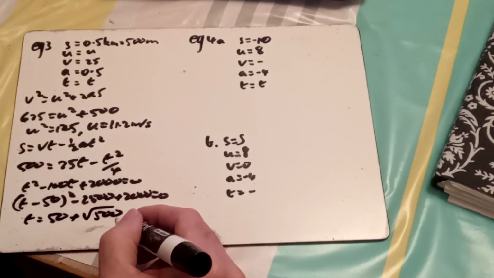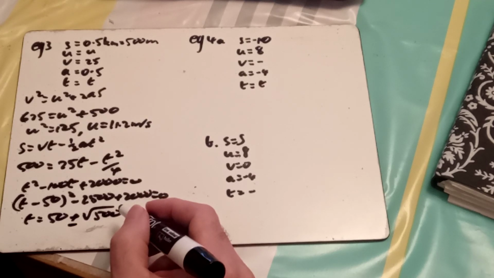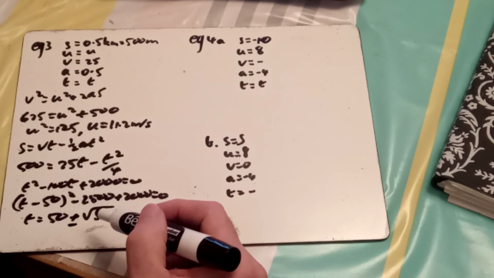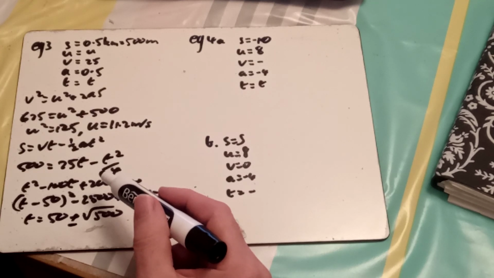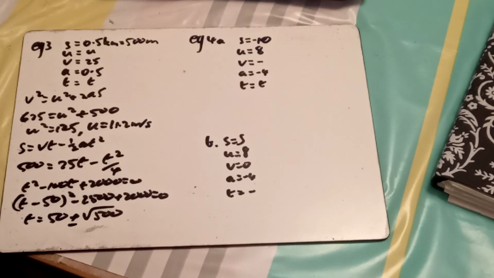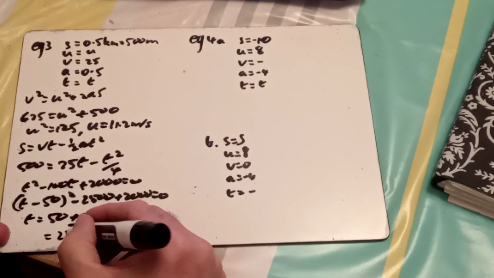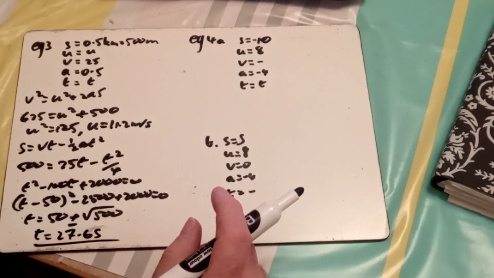The t minus that there gives me two answers. I'm after the first of these. I've convinced myself why that's the case. Because of the nature of this thing, I'm going to get two answers, but I'm looking at the first one. So 50 minus root 500 equals that, 27.6 seconds there.